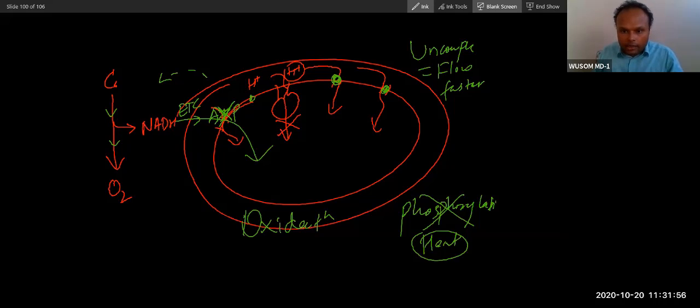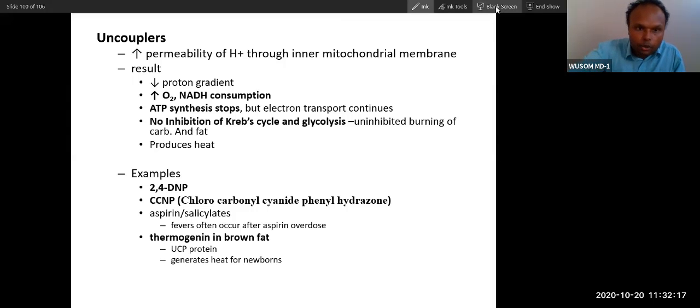And the cell does not recognize that heat is produced. Heat is not an inhibitor. ATP is the inhibitor of this oxidation. So oxidation will increase. And that is why it is called uncoupler, this will uncouple phosphorylation from oxidation. That is where this name comes from. So if you have understood this, I will go here.